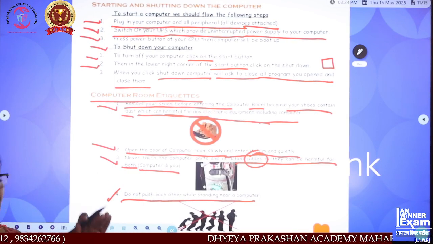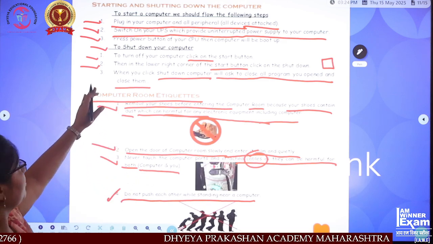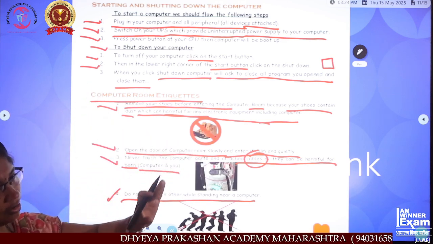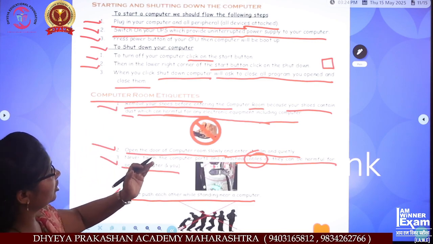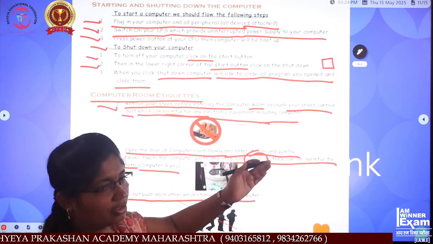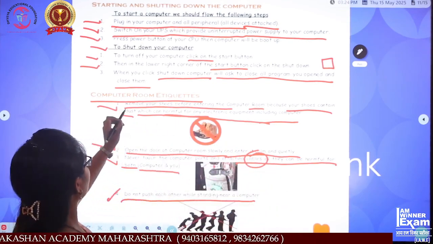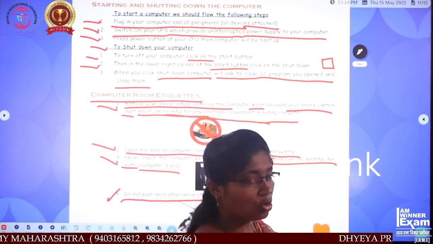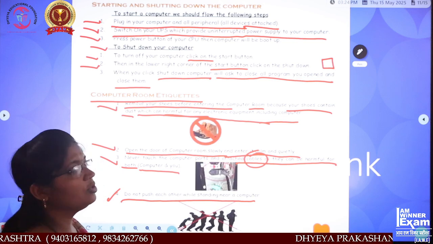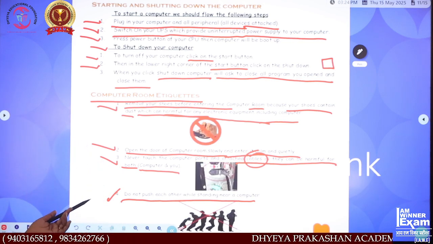Next is to shut down your computer. The first step is to turn off your computer. Click on the start button. Then in the lower right corner of the start button, click on the shutdown. Next one is when you click shutdown, the computer will ask to close all programs you open and close them.